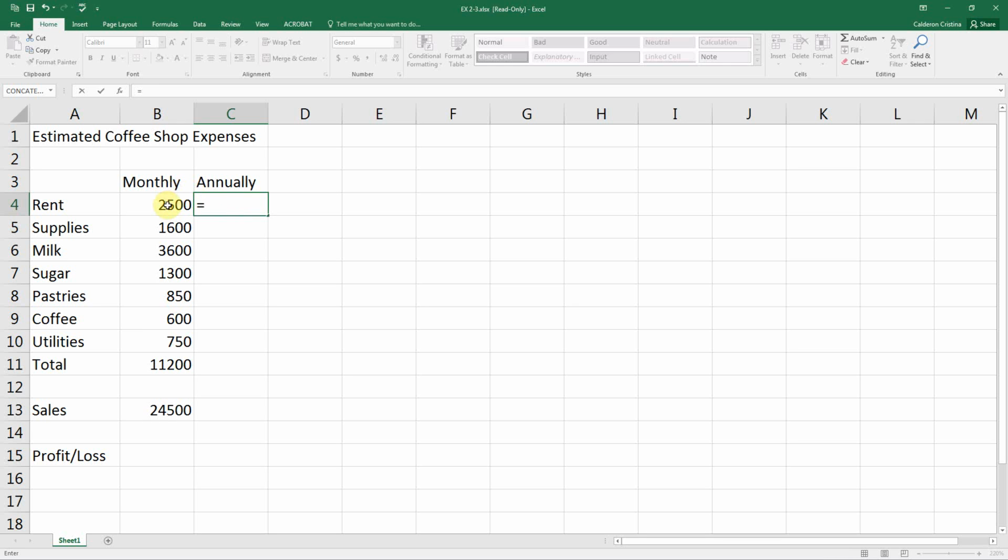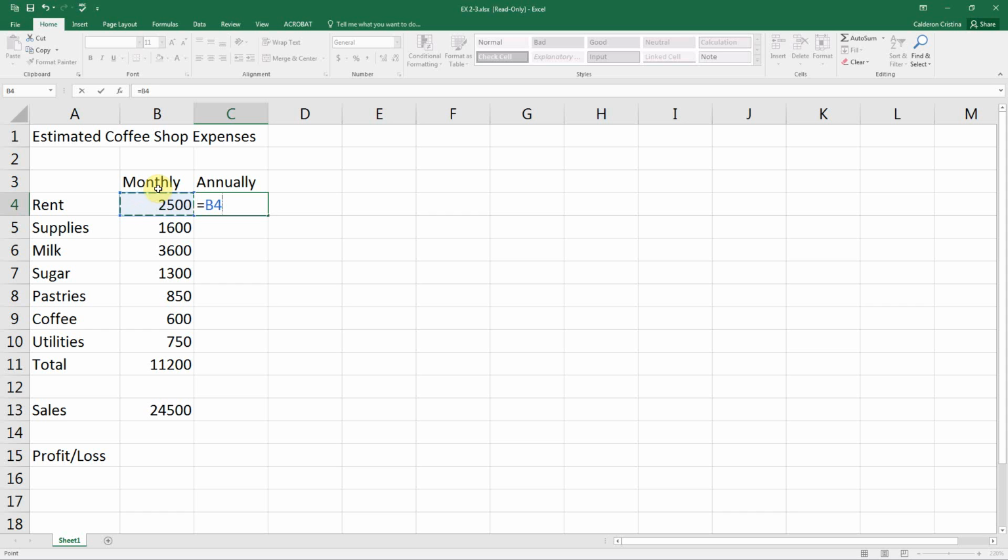Equals, and then you always want to cell reference. You never want to type in the number. You always want to reference a cell because this rent could change. What if it goes up to 2,600? You're not going to want to delete this. You're going to want to just reference it, have this reference already, and have it do it by itself.